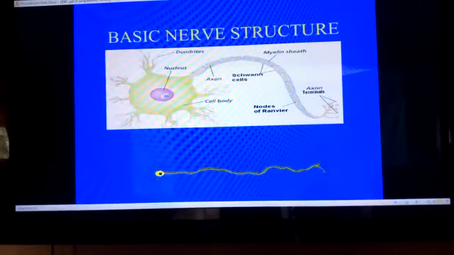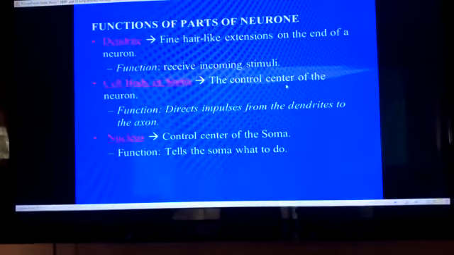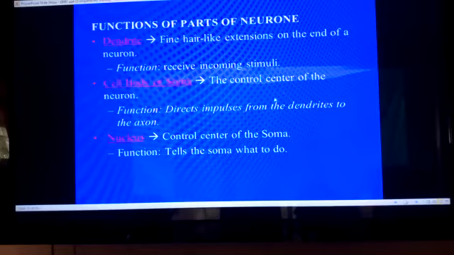Then at the end, we have the axon terminals that connect to the other nerve cell through points that we refer to as synapses. So what are some of the basic functions of these parts that we've mentioned? One of the parts is the dendrite, and its main role is to receive incoming stimuli. The cell body, sometimes called the soma, has the main function of directing impulses from the dendrites all the way to the axon.